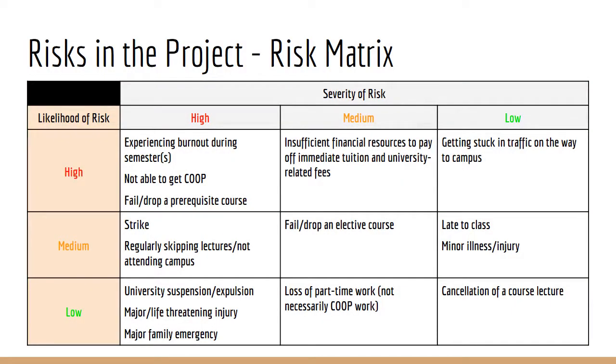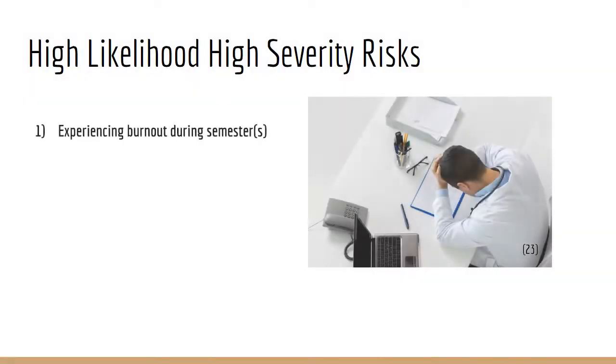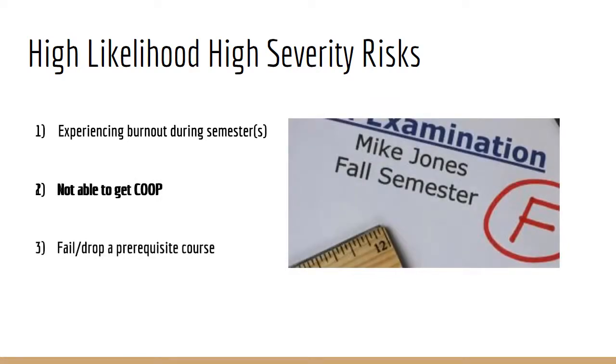Let's take a look at our risk matrix. So in this presentation, we'll be looking at the high likelihood and high severity risks and how to mitigate them. Our high likelihood, high severity risks we'll be mitigating today are experiencing burnout during semesters, not being able to get co-op, and failing or dropping a prerequisite course.